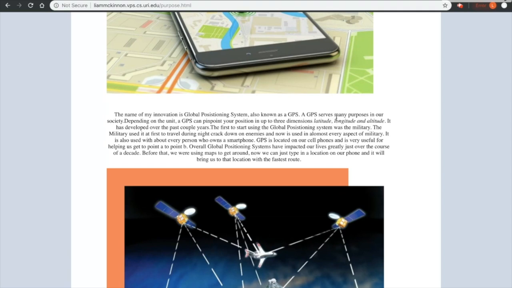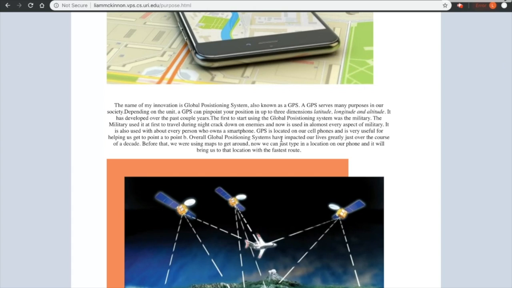A GPS serves many purposes in our society. Depending on the unit, a GPS can pinpoint your position in 3 dimensions: latitude, longitude, and altitude. It has developed over the past couple of years. The first to start using the global positioning system was the military. The military used it at first to travel during night and crack down on enemies, and now it is used in almost every aspect of military.